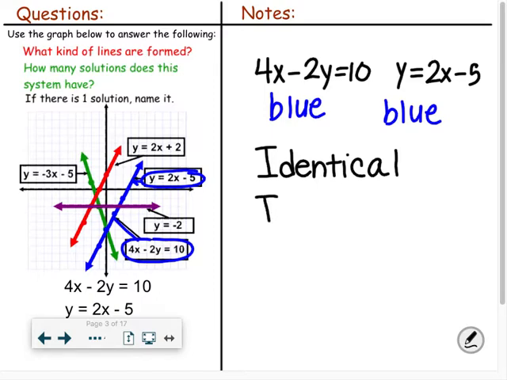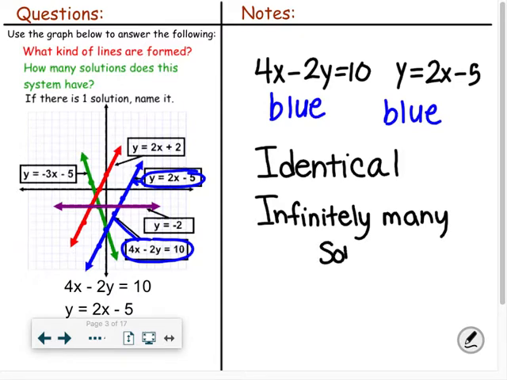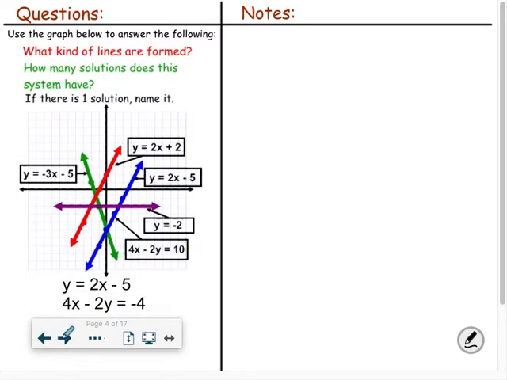Identical, and that means that there are infinitely many solutions because there's not just one ordered pair that they share, they actually share every single point on the line, and there's an infinite number of points on the line. So when the two equations actually represent the same line, we call them identical, and they have infinitely many solutions.